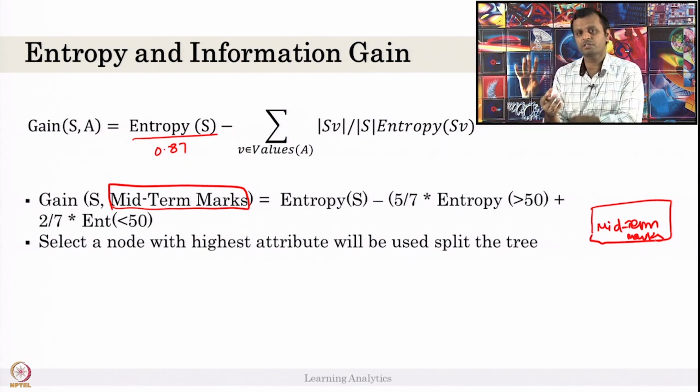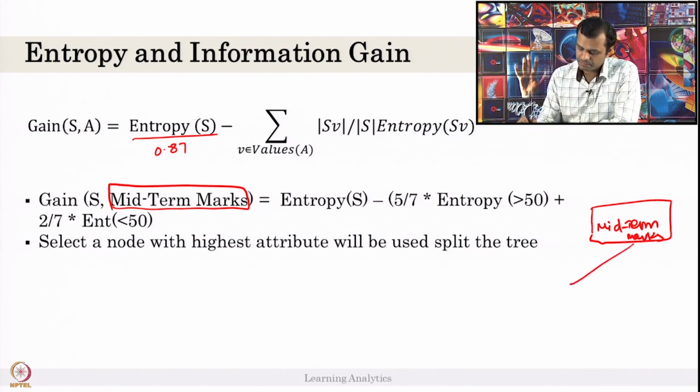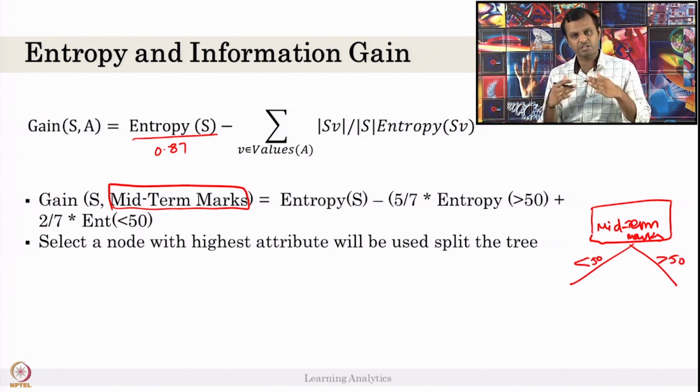Now, you need to make a decision whether you want 2 branches out of it, or 3 branches out of it, like 2 child or 3 child. I make a 2 child. One is less than 50, and one is greater than 50. So, I make a decision here, right.